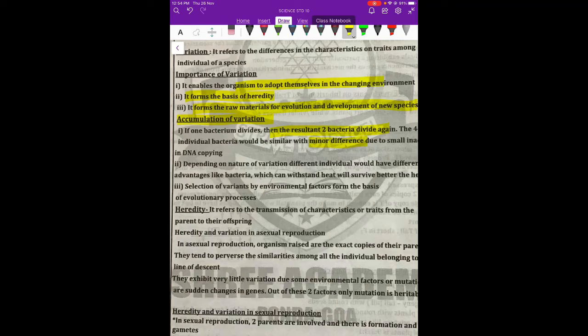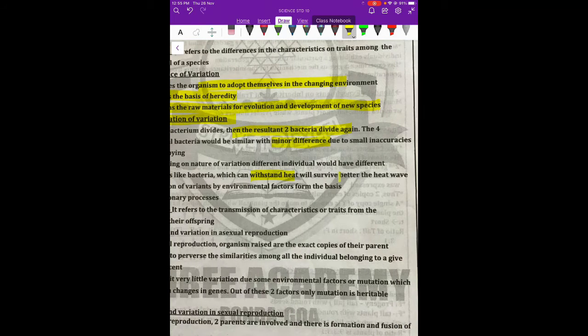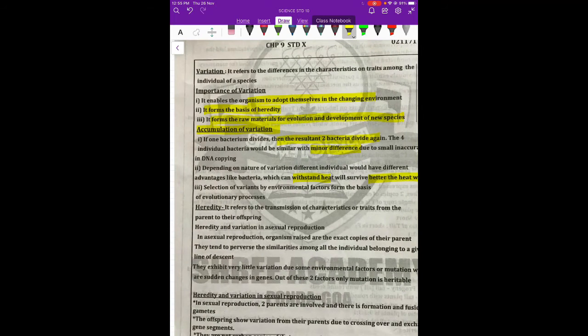For example, if all the bacteria in the world had the same genetic material and some change occurred in the environment, all would be dead. But if there is some variation, we will have different strains of bacteria. Some can withstand heat, some can withstand cold conditions, some can withstand dry conditions, some can withstand wet and humid conditions. Because of this, the species continues. So variation is very important for the continuation of the species also.